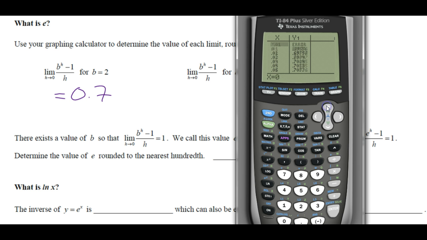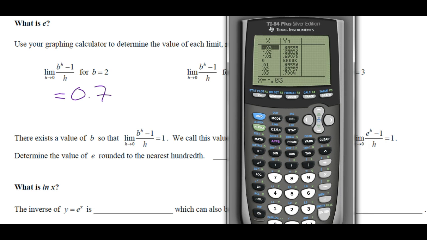Should start at x. Well, it should have started at x like negative 0.03. Okay, so as we approach 0 by hundredths, we got 0.68, 0.69, 0.69. So 0.7. Yeah, that's 0.69 something. Okay, 0.7 is good. What if b is 2.5?